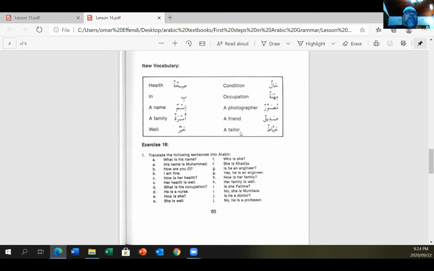Sadiqun. And then the tailor: Khayatun, a male tailor. Khayatatun is a female tailor. خياط, خياطة. Khayatun is a tailor man, and a dressmaker. Khayatatun, added tamar buta.